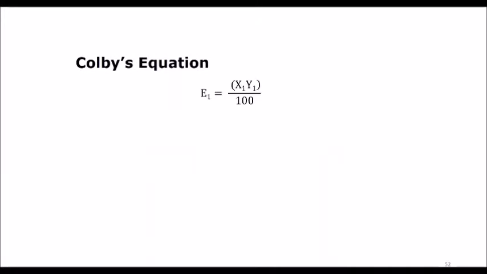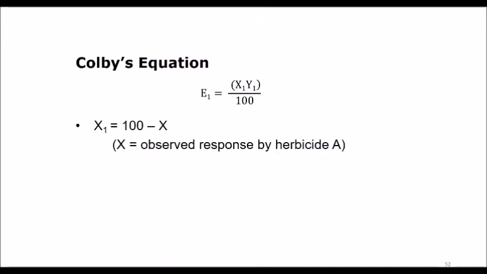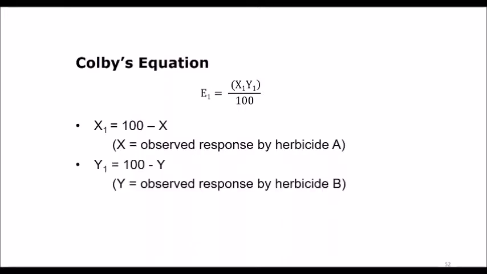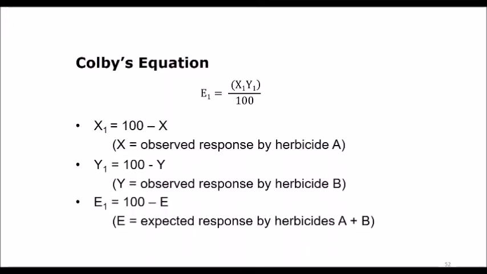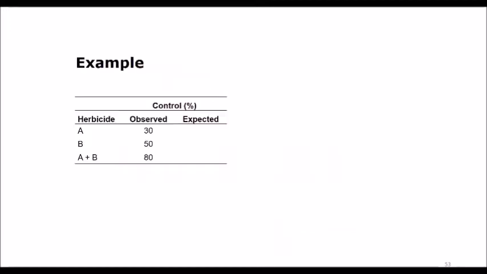So basically, the way we calculate that, you can see the expected here is product 1 times product 2 divided by 100. So basically what we're looking at, we take that first product and we take 100 minus that, giving us that observed response for the first herbicide. For the second product, we have 100 minus that second product, where Y is the observed response for that second herbicide. The expected then is 100 minus E. And so the expected response is that response of the herbicides A plus B.